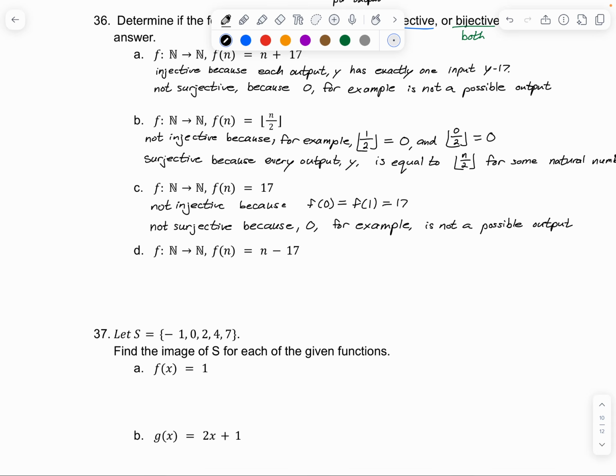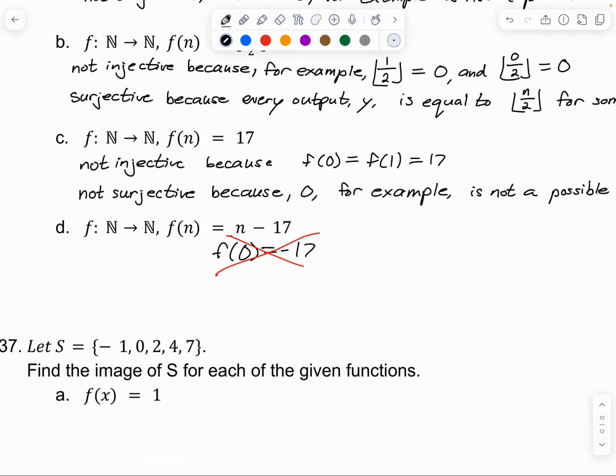Okay, this last one has a subtract 17. So if you plug in 0, you get negative 17. Let me write that. If you plug in 0, you get negative 17. That is a problem because negative 17 is not a natural number. So this one is actually contradictory. You cannot have a function from naturals to naturals defined by this because the domain doesn't work. The domain does not give you a natural number.